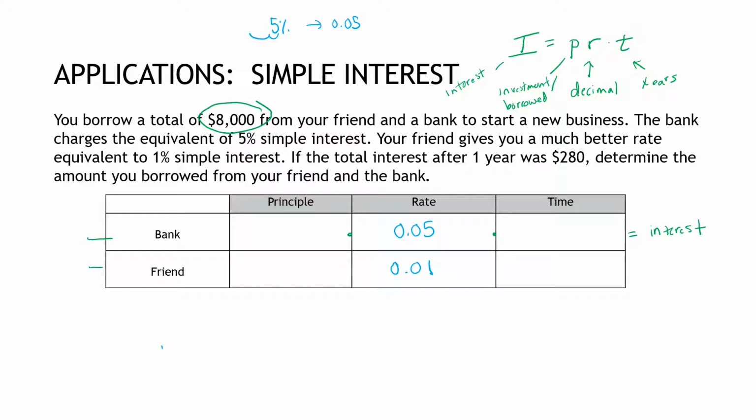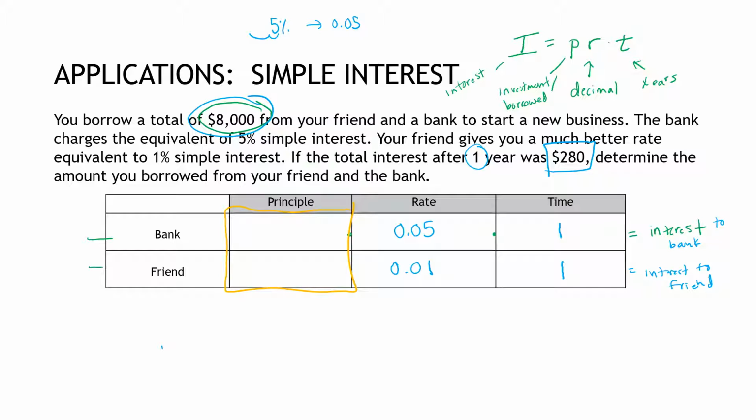The total interest after 1 year, so the time seems to be 1 year for both accounts. And the other value they give us is the total interest. And notice I haven't given you a place to put that, but we know that this would be interest to bank, and this would be interest to friend. So it's starting to come together here, but we have a very glaring omission, something that we have not filled in yet. And that's where this 8,000 is going to come into play.